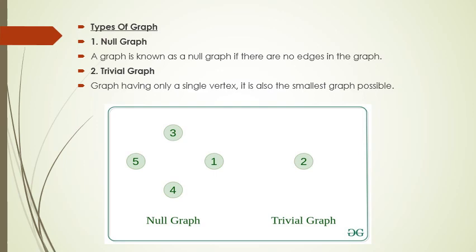We can see the diagram below of a null graph. There are only vertices in the null graph. There are no edges in the null graph. The second one is the trivial graph. A trivial graph has only a single vertex. It is also known as the smallest possible graph. Below we can see the trivial graph. It has only one vertex.